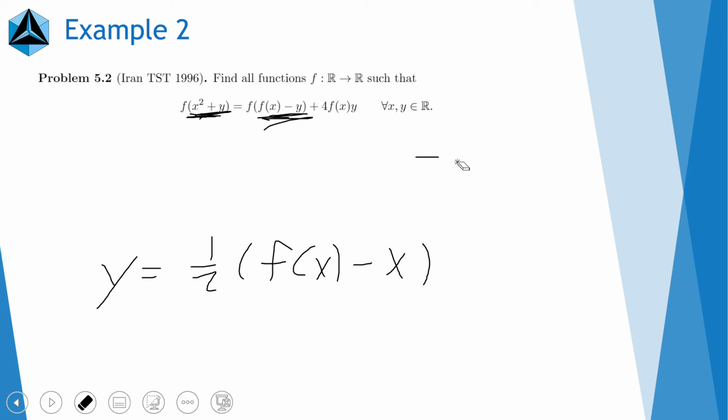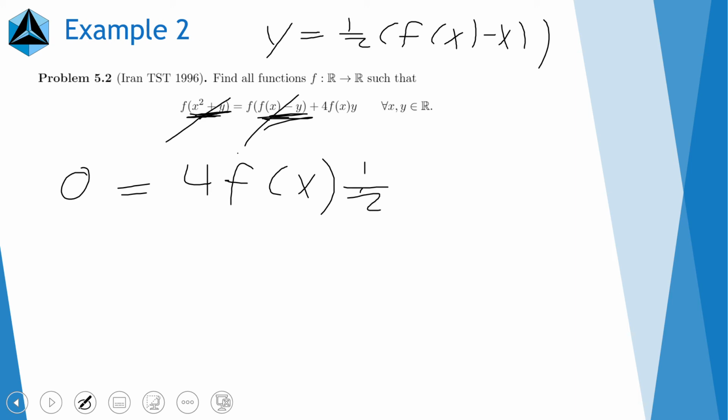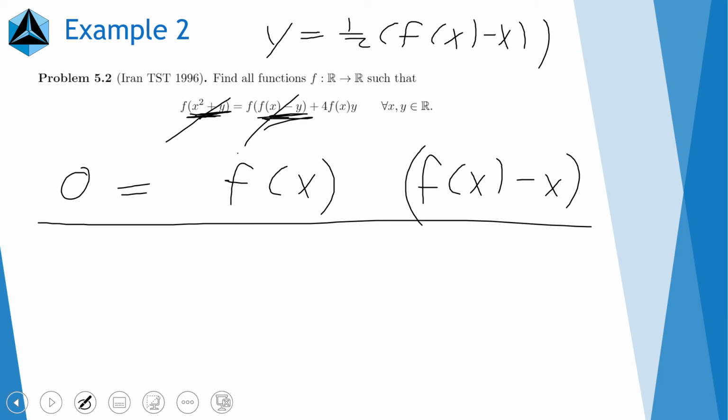So this is actually very helpful now. If we plug in, let me write this up here, y is equal to 1/2 f of x minus x, we can see that plugging this in for the value of y is going to cancel out these two terms. So you're going to have 0 is equal to 4 times f of x times y, which in the specific example that we plugged in was 1/2 times f of x minus x. I should put that in parentheses, okay? So the 4 and the 1/2 can just disappear. So this is actually very nice looking now. We have 0 is equal to f of x times f of x minus x.